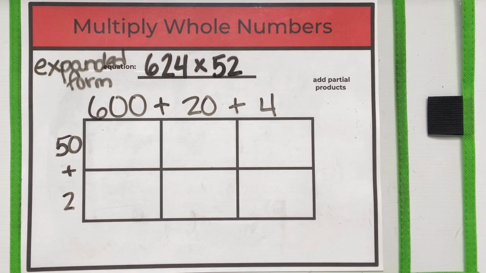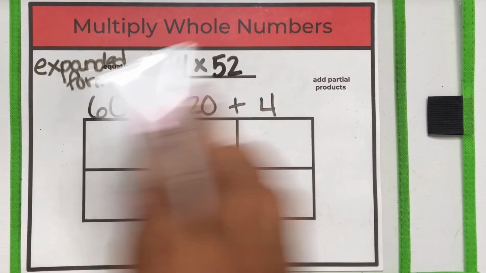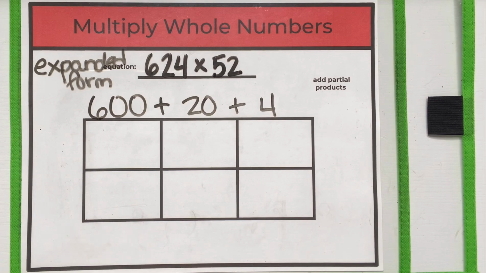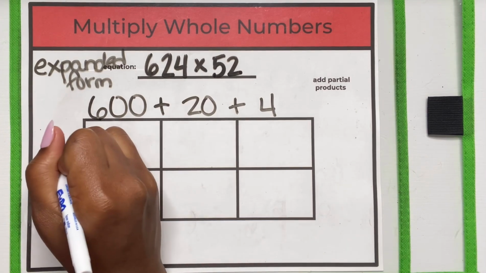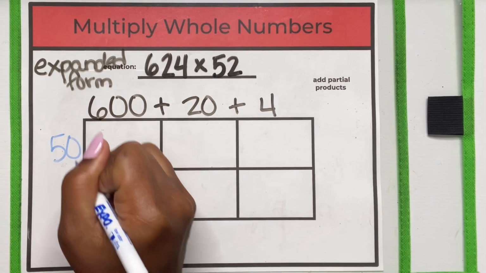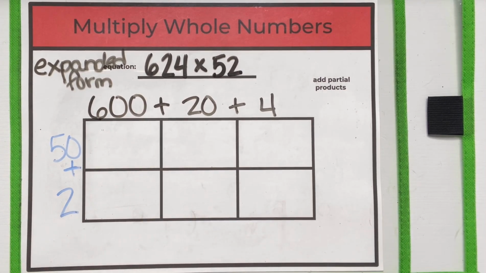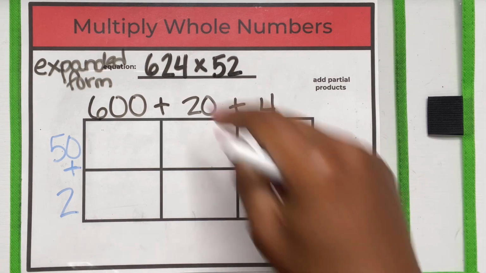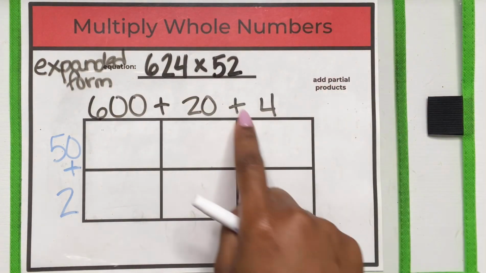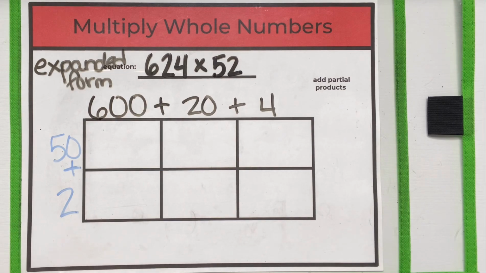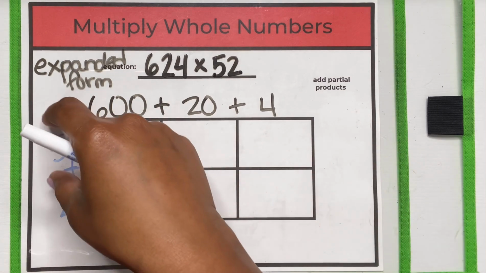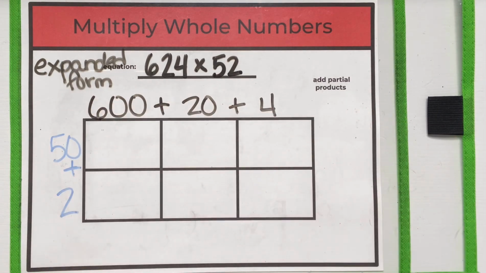50 plus 2. Actually, let me use colors and make sure we are understanding that our factors should be in a certain location on our model. We're going to have the first factor on top. We're going to have the second factor coming down the side, and it matches with your rows. Now, once you have the model created correctly, you can begin to multiply. So let's do that.